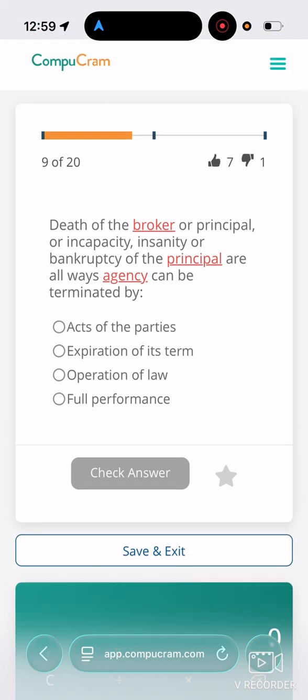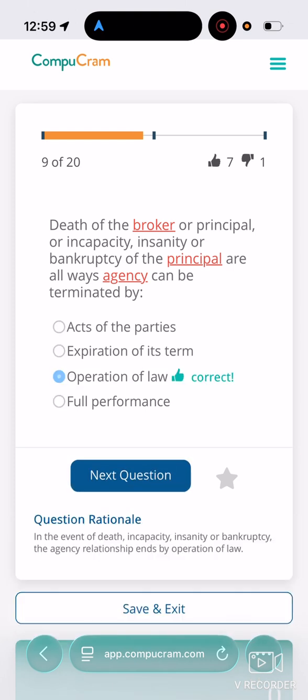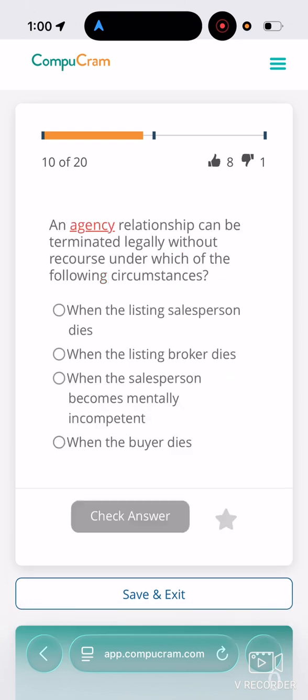Number 9, almost done. Death of the broker or principal or incapacity, insanity, or bankruptcy of the principal are always agency can be terminated by acts of the parties, expiration of his terms, operation of law, full performance. I believe it's operation of law. Yep. Question rationale. In the event of death, incapacity, insanity, or bankruptcy, the agency relationship ends by operation of law.